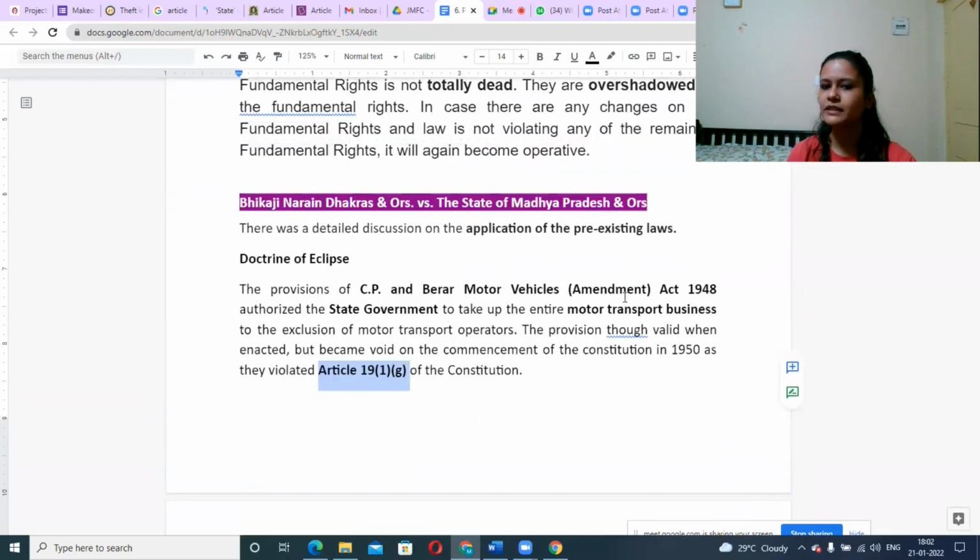Now, because of this legislation, motor transport operators were not able to enter into the motor transport business. Even if they were willing, they were not able to enter into that business. So they filed a case in the court, right? Because the fundamental rights are guaranteed to us, we can directly go to the Supreme Court. They filed a case saying that this legislation, CP and Berar Motor Vehicles Amendment Act 1948, is taking away our fundamental right under Article 19(1)(g). It should be considered as unconstitutional and void. Okay, that case was filed in the court.